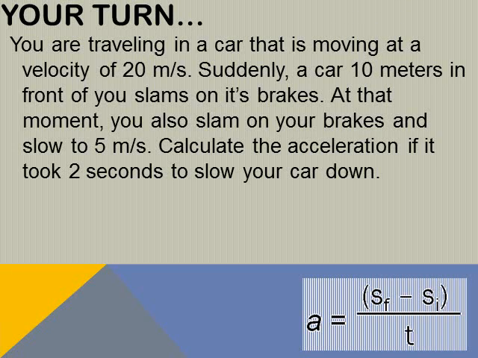All right, did you write down all the variables? What is your initial speed? Right here, 20 meters per second. What is your final speed? You slowed down to 5 meters per second. And how long did it take you? 2 seconds. All right, pause the video again and plug those numbers into your formula.